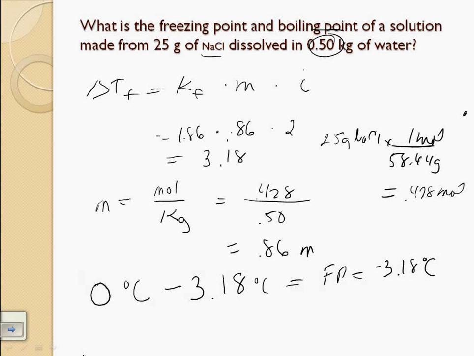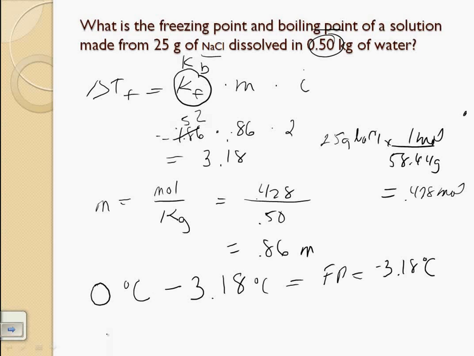Okay? Now I can do the same thing for boiling point by changing my K sub F to my K sub B, which is going to be 0.52 instead of 1.86. My molality is still the same. My I is still the same. So this is going to give me a different answer.